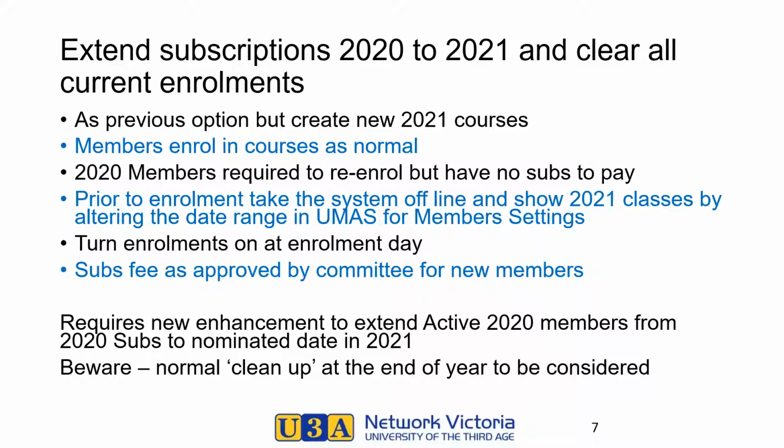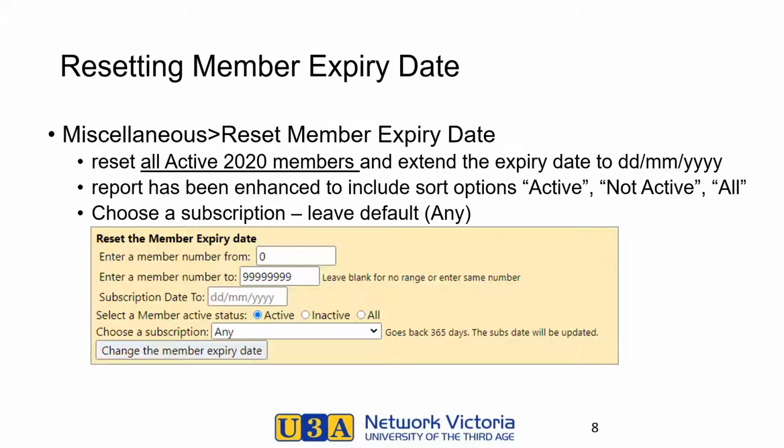Similar to the normal enrolment, you would take the system offline to show 2020 classes, because usually you give options for members, or potential members, to view classes for the following year, and then you open up for enrolment so that the enrolments are fair for everybody. That's a standard enrolment process. So you turn on the enrolments at the enrolment day as per the normal enrolment, and you set up the subscription fees as your committee has approved. I'm going to look into how you do that.